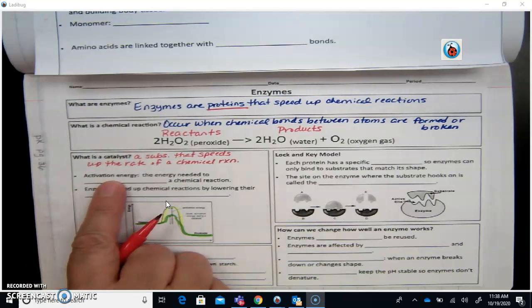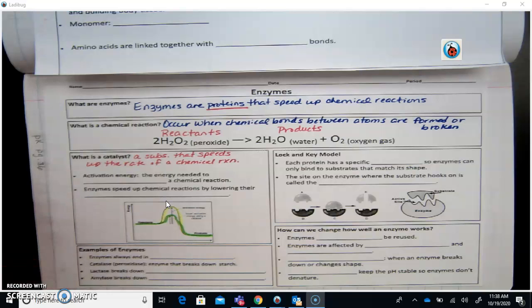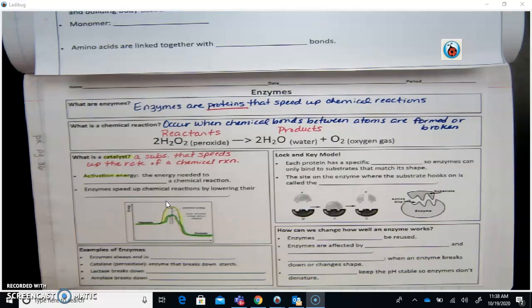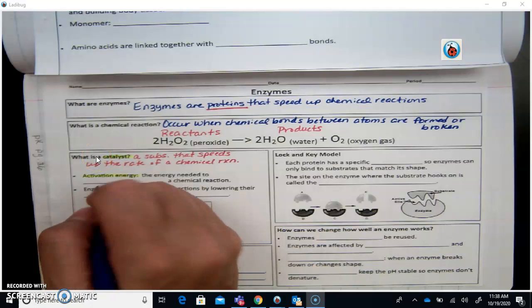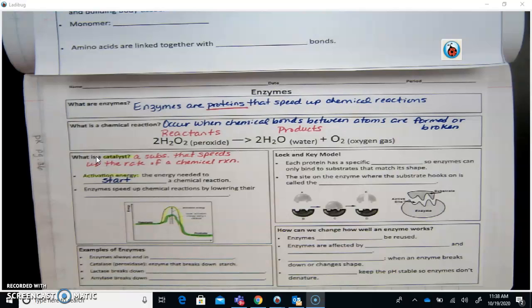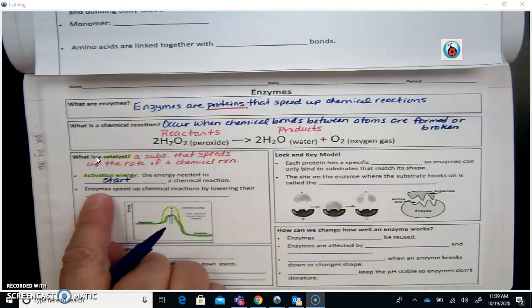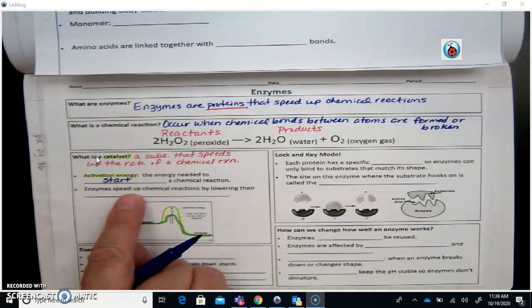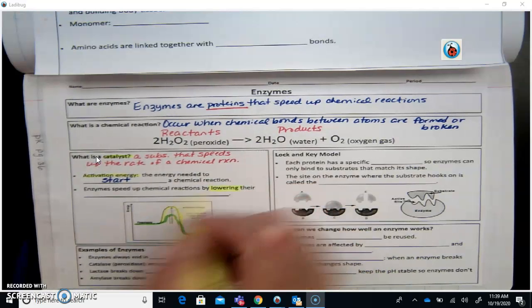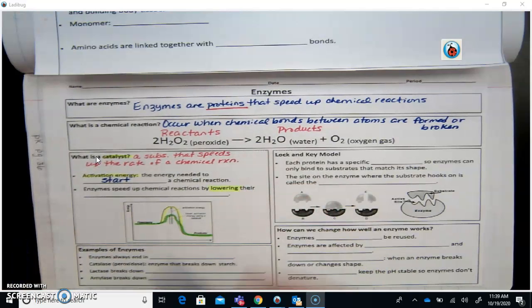Again, I mentioned above something called activation energy. Well, activation energy is the energy needed to start a chemical reaction. So there's a little bit of energy that's needed to get a chemical reaction started. And so enzymes are going to speed up a chemical reaction by lowering the activation energy.